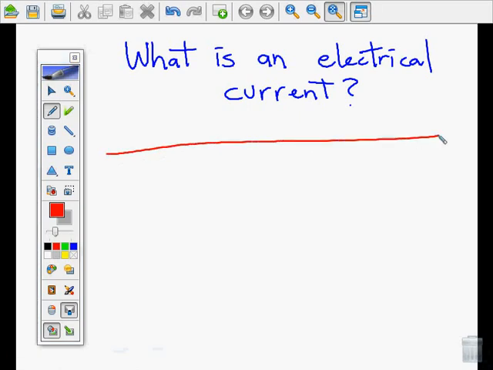We're going to be working on 3 questions. The first is, what is an electrical current? Okay.